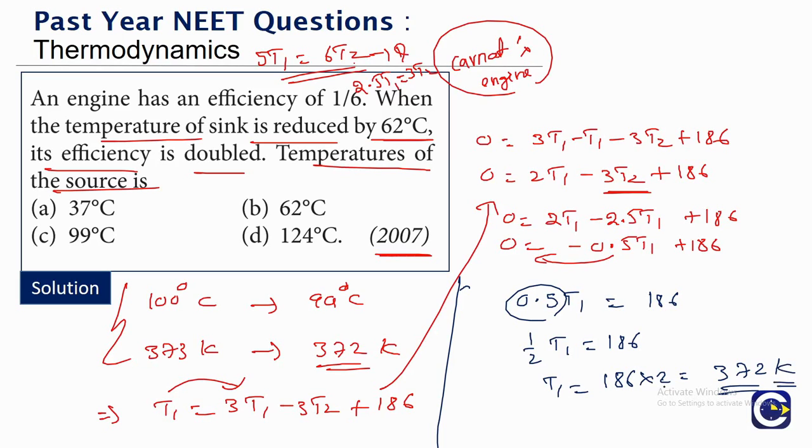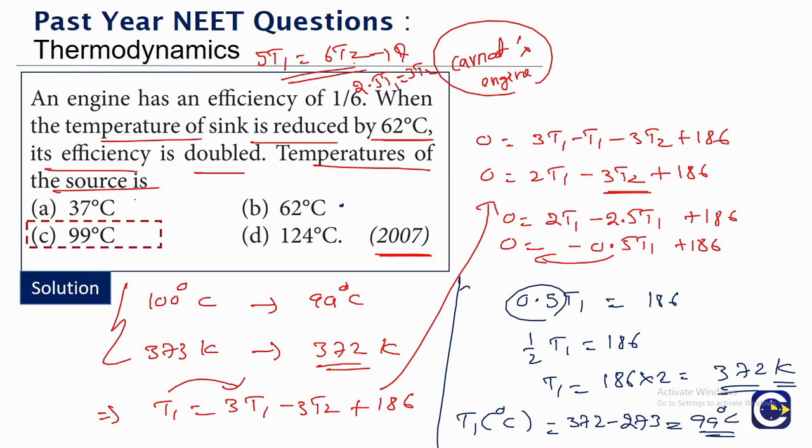So Kelvin scale 372. If you look at the options, they are giving the options in terms of Celsius. So T1 in terms of Celsius will be 372 minus 273. That is the conversion, right? From Kelvin, how do you get the Celsius scale temperature? We have to subtract 273. That is 99. So what is the answer for this? Option C is the answer.